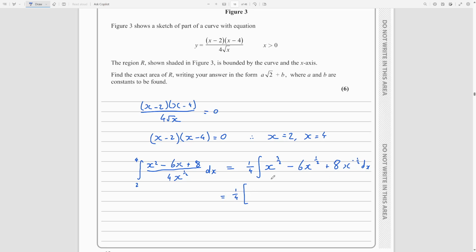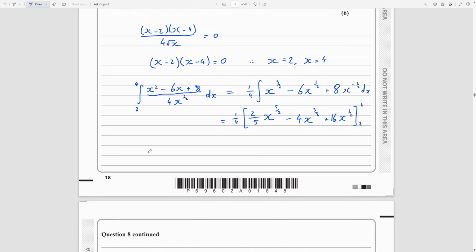Now I do the integration, raise the power by 1, divide by the new power. Raise the power up to 5 over 2 and divide by that, so that's multiplying by 2/5, so we get 2/5 x to the 5 over 2, minus 4x to the 3 over 2. Raise the power up by 1 up to a half and divide by that, so plus 16x to the half. And I'll be evaluating this between 4 and 2. Subbing in 4, I get a quarter of, and this bit you want to show for method marks that you're subbing these things in, but I probably would evaluate each of these with a calculator.